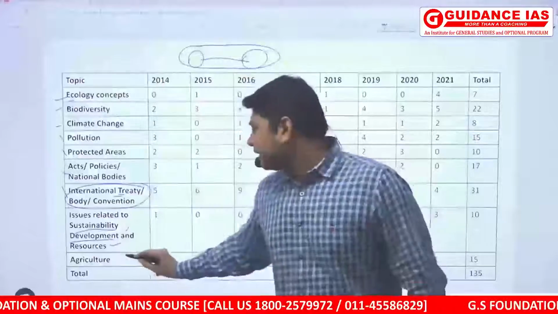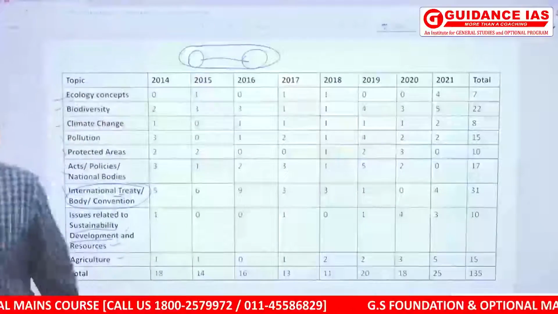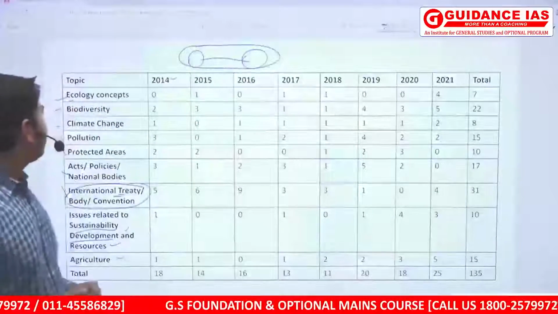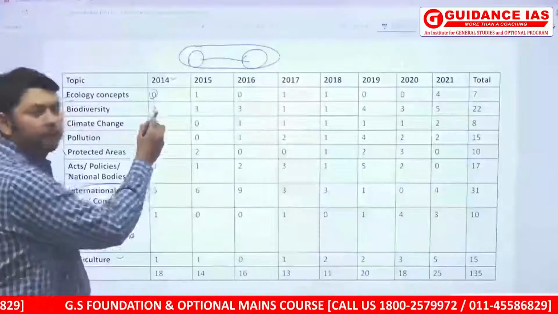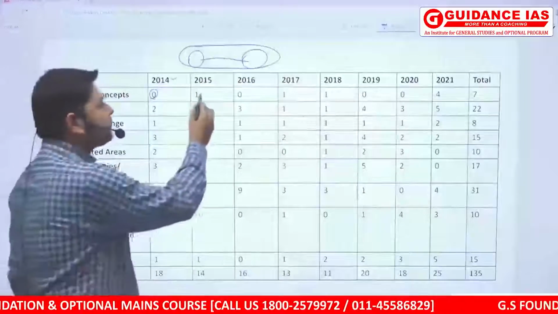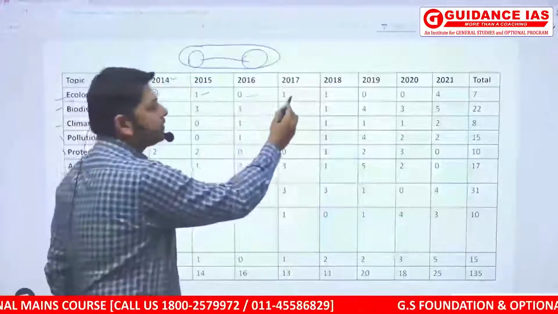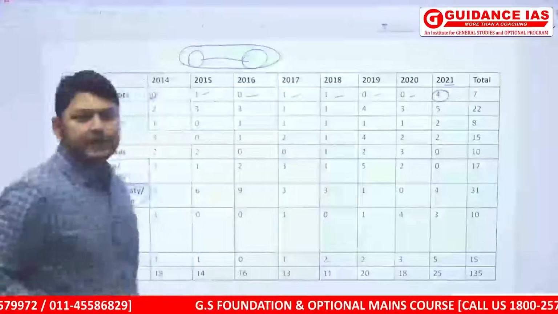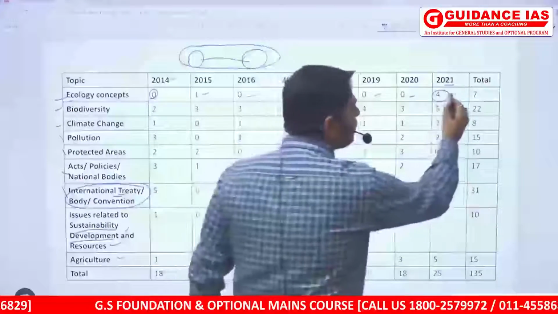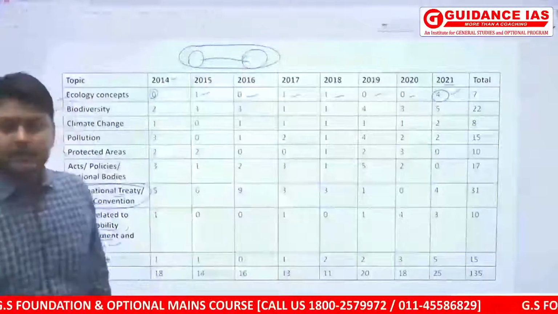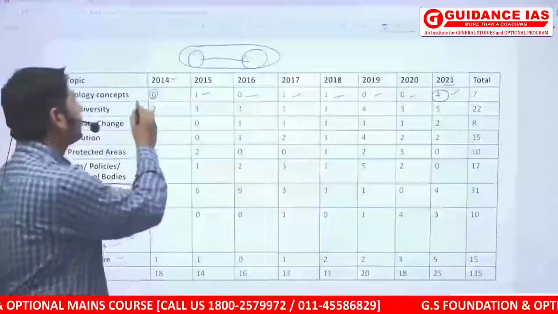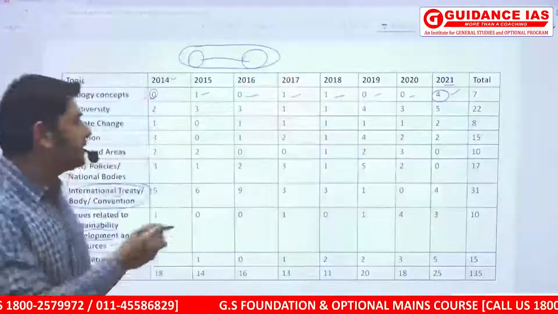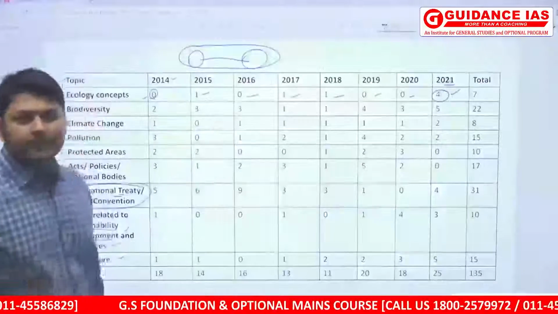Next is agriculture. Now if we see the trend here, I'll start from 2014. In ecology concepts it was 0 questions. In 2015 it was 1, in 2016 it was 0. Likewise, but in 2021 the concepts of ecology, the basic things, included almost 4 questions. These 4 questions are a very high number of questions from a single topic. So how can we handle this? We'll see this in our further discussion.